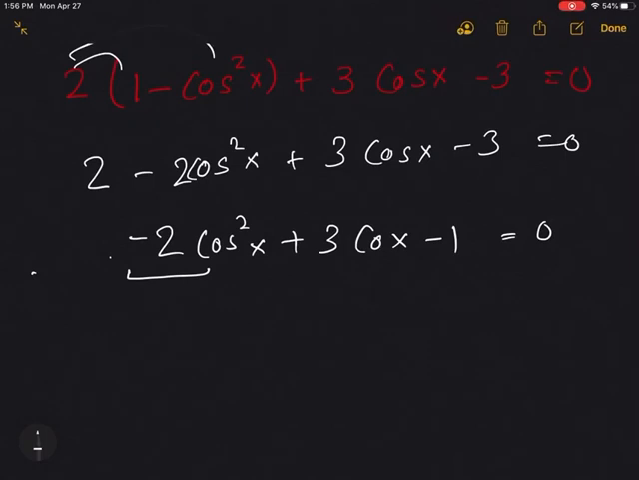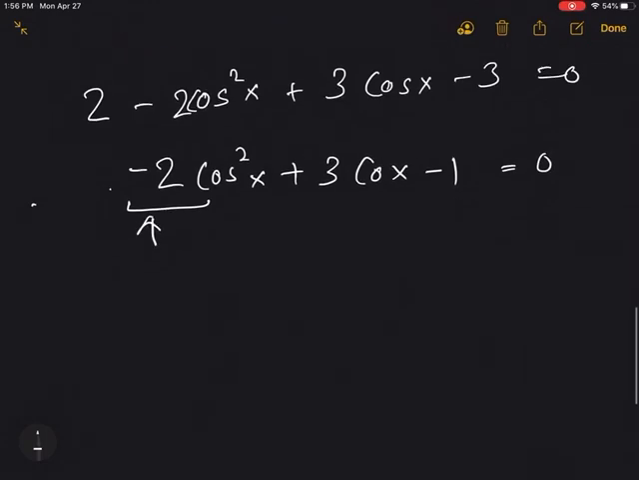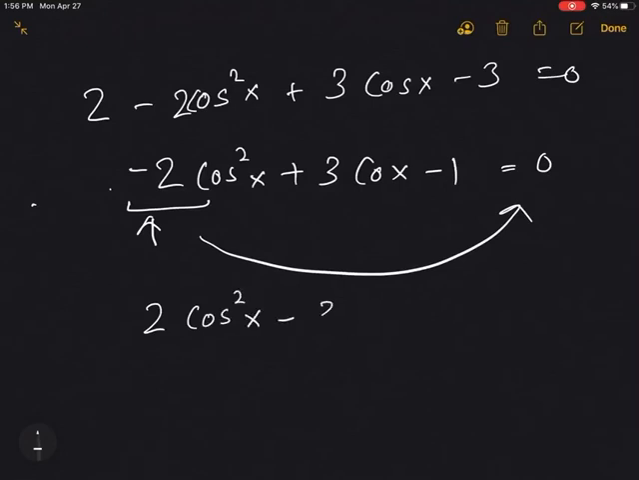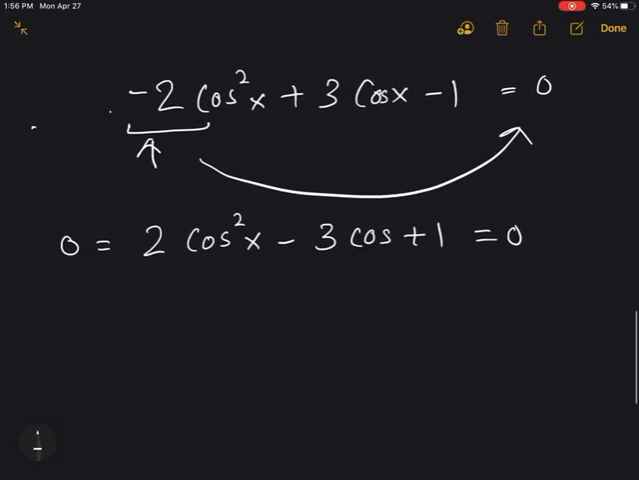So just to make this term positive, I'm going to move everything to the other side. Once I move everything to the other side, this is going to be 2 cosine squared x, minus 3 cosine x. Oh, this is cosine x. And plus 1, equal to 0, which is the same as putting equal to 0 on this side. Either or, it's fine.